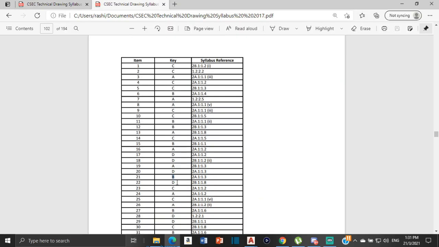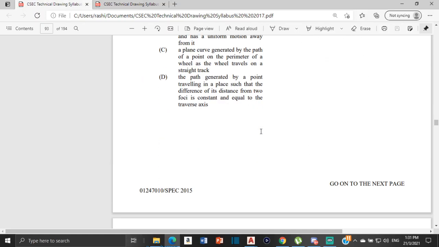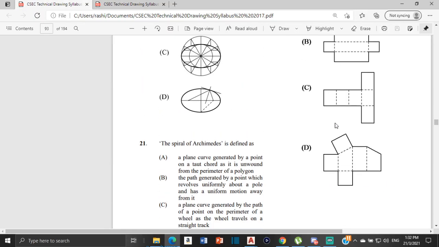And for 22, the answer is indeed D. Oblique top just means that the top isn't exactly flat, because the top for C would be flat.